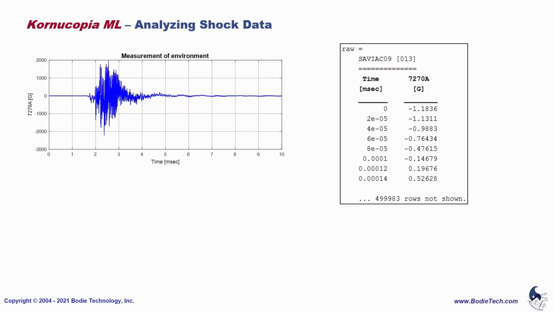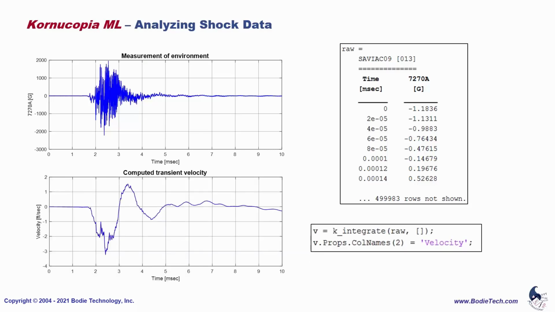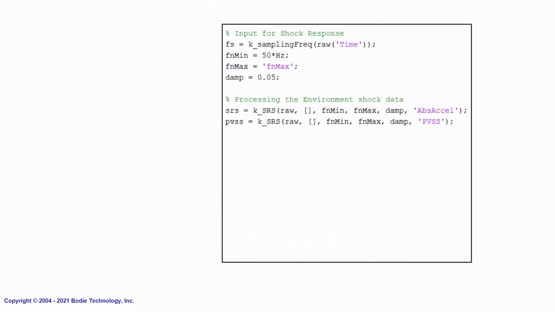Kornucopia ML has a variety of tools to make analyzing shock data quick and easy. Here's an example of an acceleration pulse from an impact event. The data is stored in a well-labeled Kornucopia variable. It's very easy to integrate this acceleration data to compute transient velocity, where Kornucopia has handled all the units issues related to the calculation. The next step in the analysis is to produce a shock response calculation.